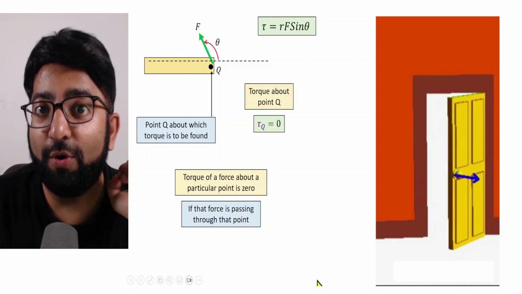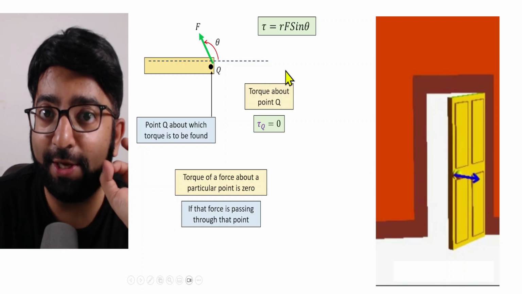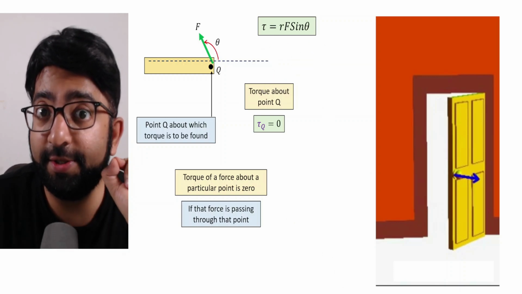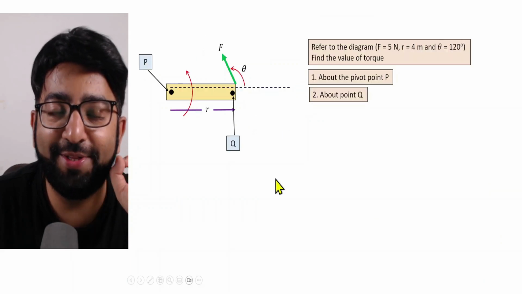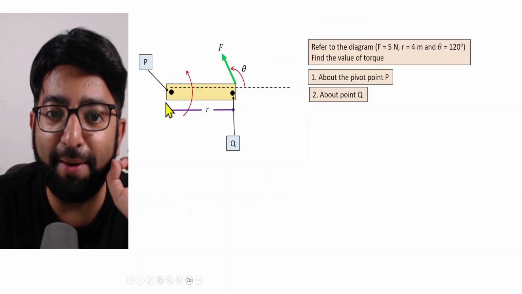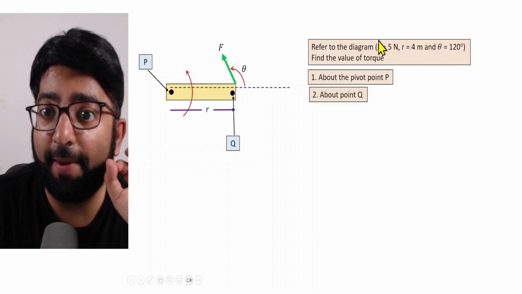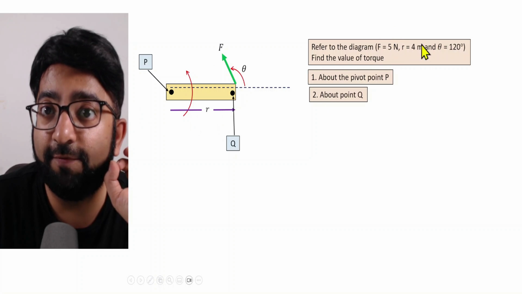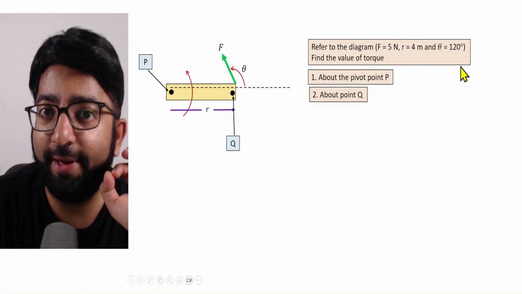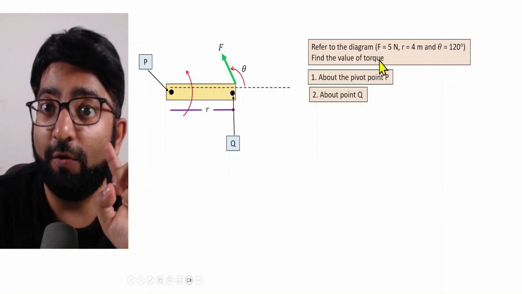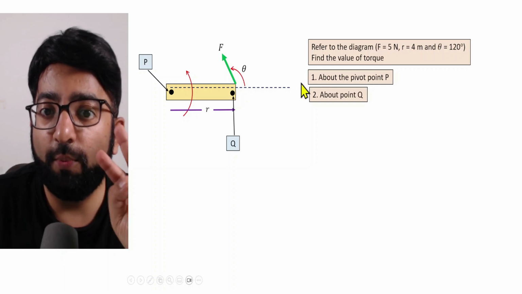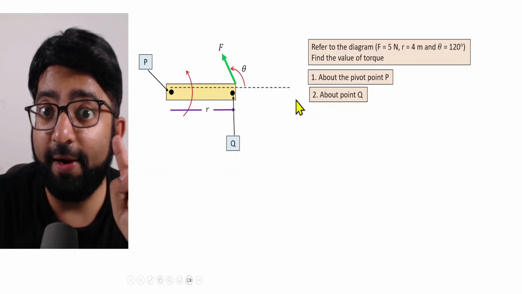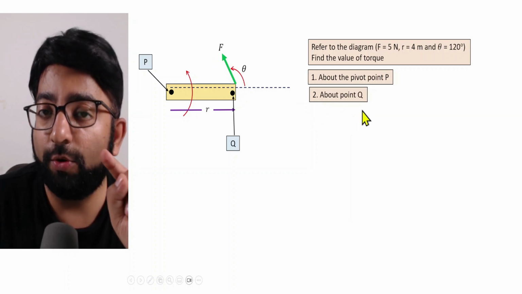And now let us try to solve questions based on this concept of torque. So the magnitude is R F sine theta, do remember, and we have to consider directions also. So here we go. This is the first question. It's the same diagram, but the values of the parameters are given. F is 5 newtons, the distance R is 4 meters, the angle is 120 degrees. So we have to find the value of the torque about two different points. First, we find the torque about the pivot point P, and then we find the torque of the same force but about the point Q.